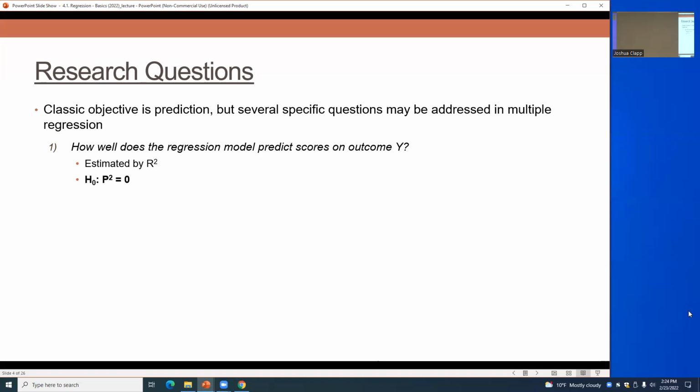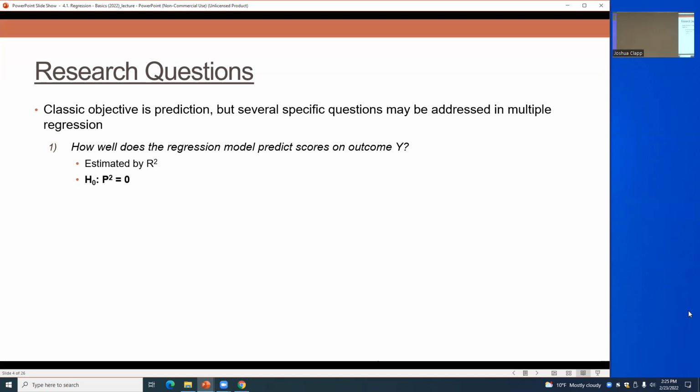All I'm doing here is looking at, of my total outcome, what proportion of variability in my outcome I am able to account for based on my model. My null hypothesis here, that capital P is a Greek symbol for your population coefficient, that P squared, is equal to 0.